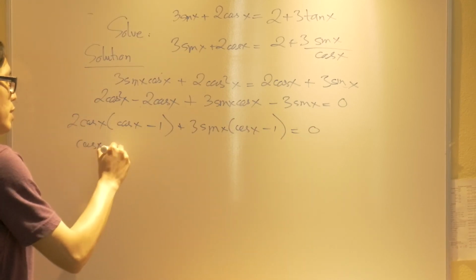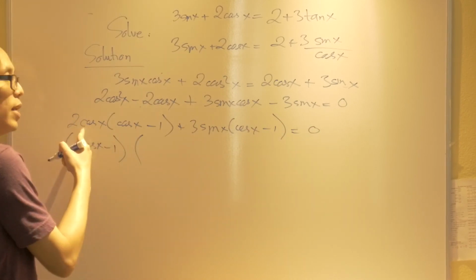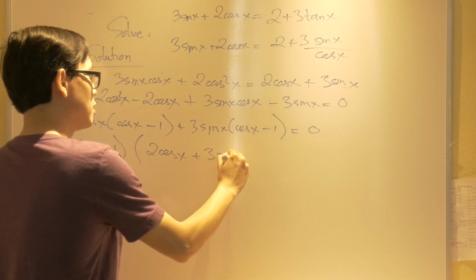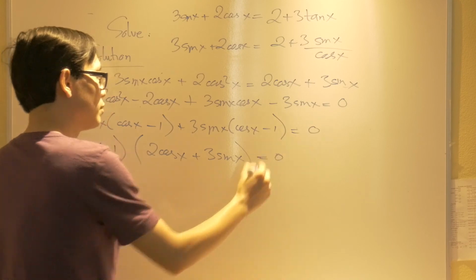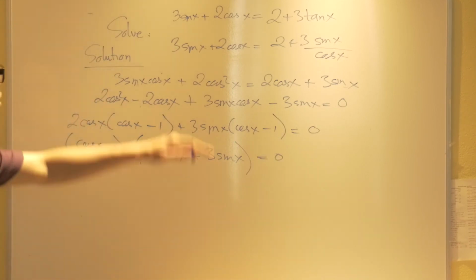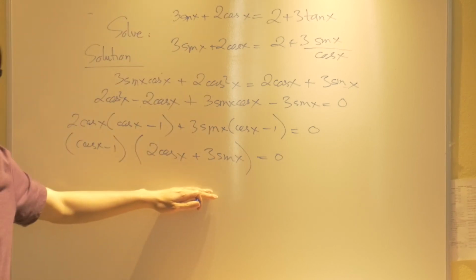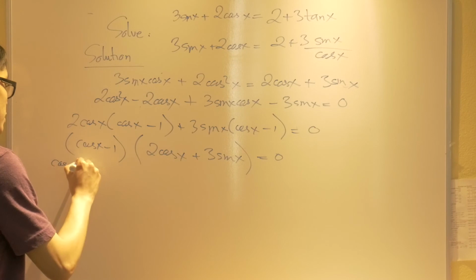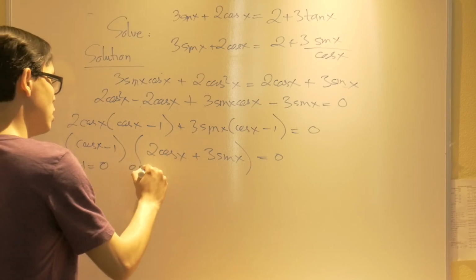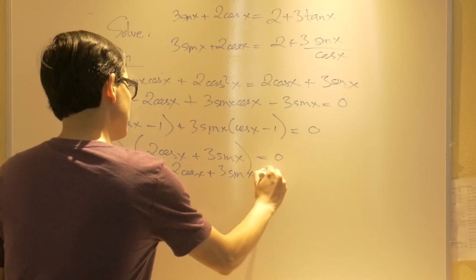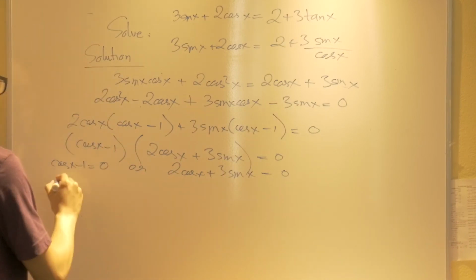So I have cosine x minus 1 in common, and what I have left is 2 cosine x plus 3 sine x equal to 0. And now what? I successfully manipulate the original equation to the product form equation. So I can split up cosine x minus 1 equal to 0, or 2 cosine x plus 3 sine x equal to 0. This one should be easy.